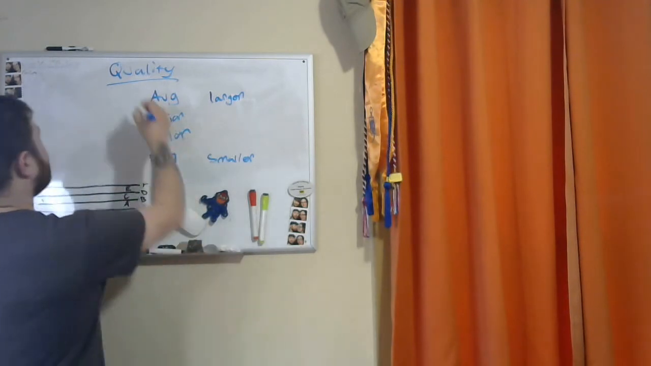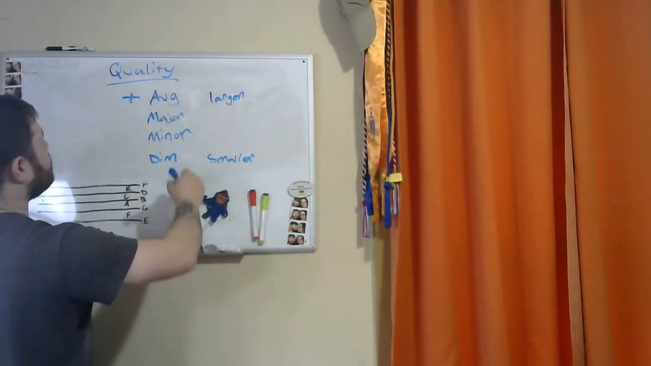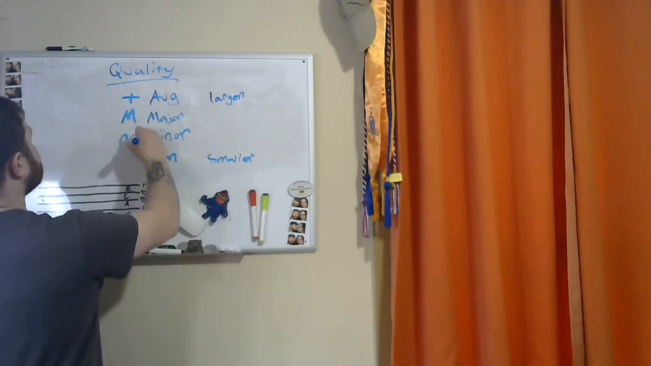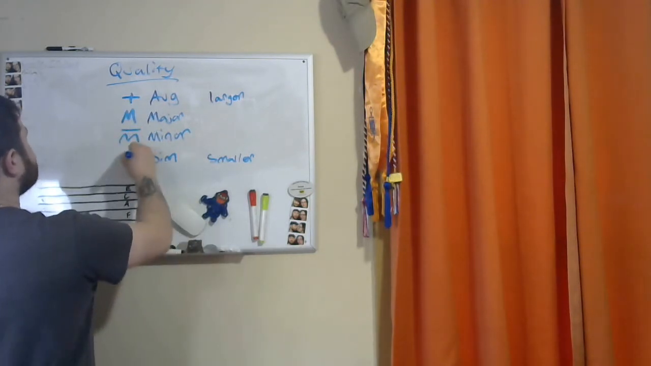So we have augmented is a plus sign. Major is a capital M. Minor is a lowercase m with a line above it. Diminished is a degree symbol.